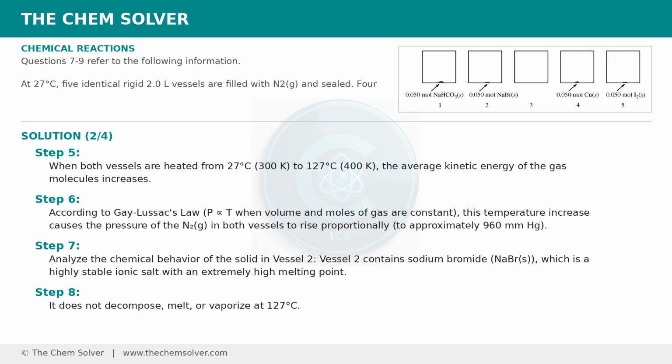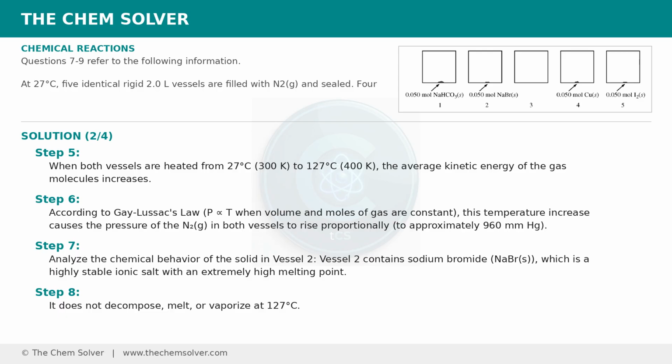Account for the temperature change. When both vessels are heated from 27 degrees Celsius, 300 Kelvin, to 127 degrees Celsius, 400 Kelvin, the average kinetic energy of the gas molecules increases. According to Gay-Lussac's law, P is proportional to T when volume and moles of gas are constant.